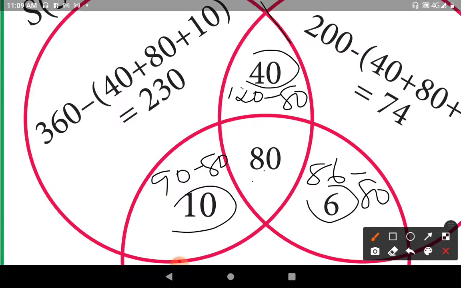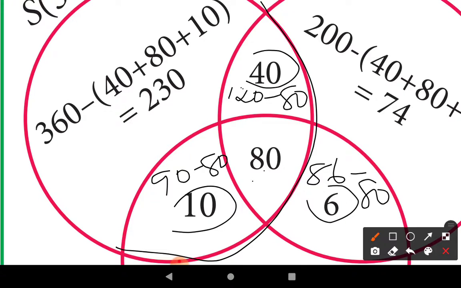Now inside the scooter circle, what are the numbers we have? 40, 80, 10. Adding these, 40, 80, 120, 130. When you subtract this from 360, what do we get? 230. Correct? 360 minus 130. So within this circle you add these three numbers and subtract from the total.